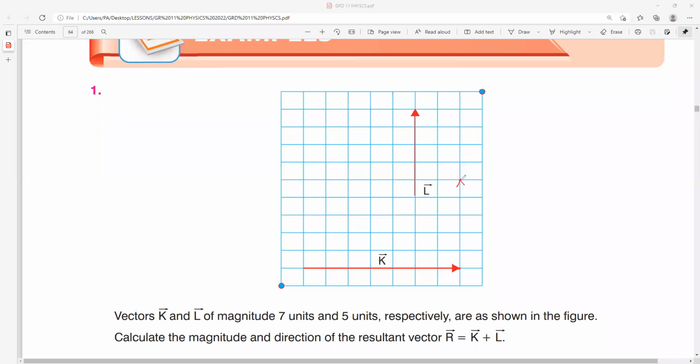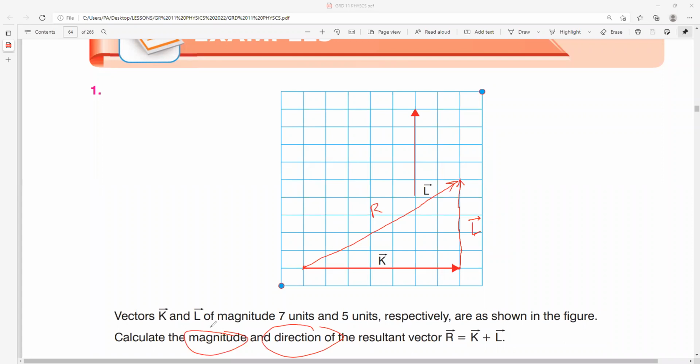Start from here, and then this is our L. That's my drawing, sorry. It is L, and now we know from last year also the tail to head method. Let's draw from the tail of K to L. This is R. That's it. This is now showing you direction. But what they said, direction and magnitude.